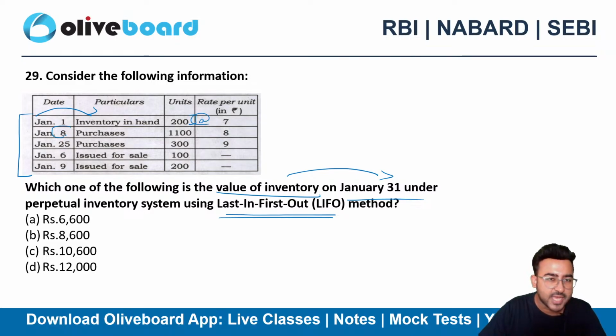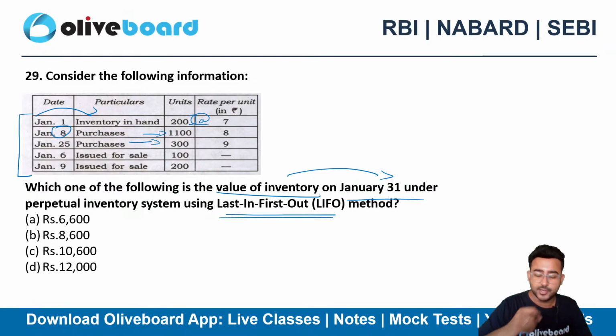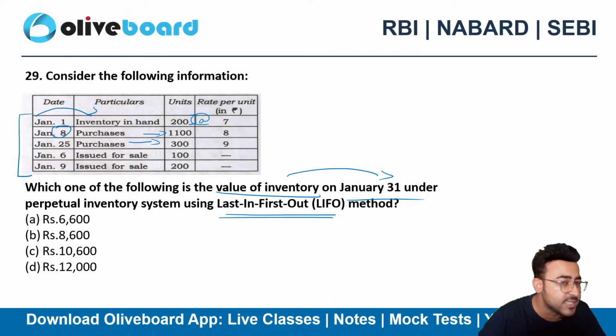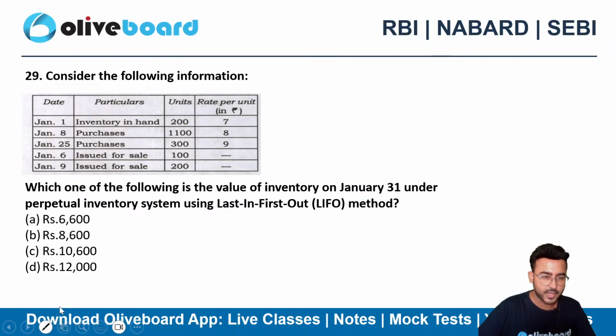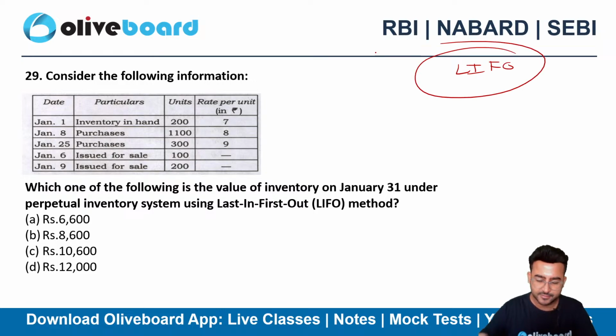Then on 8th of January I purchased 1100 units at 8 rupees. Then again I purchased on 25th January 300 units at the rate 9 rupee. On 6th January we issued 100 units. On 9th January I issued 200 units. So let's follow the LIFO method and compute the valuation of closing stock. LIFO means last in first out. जो last में आया वो सबसे पहले जाएगा.